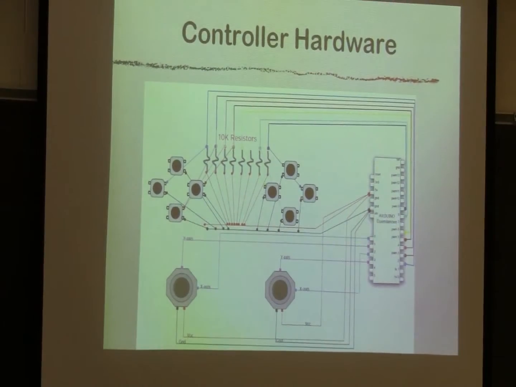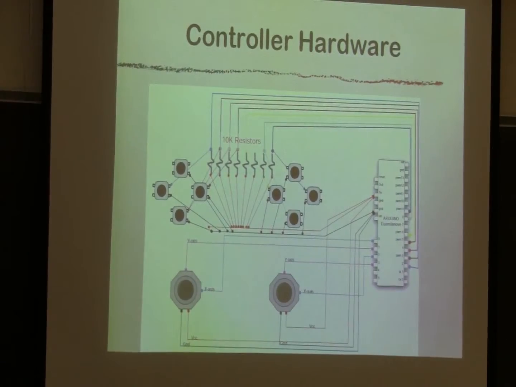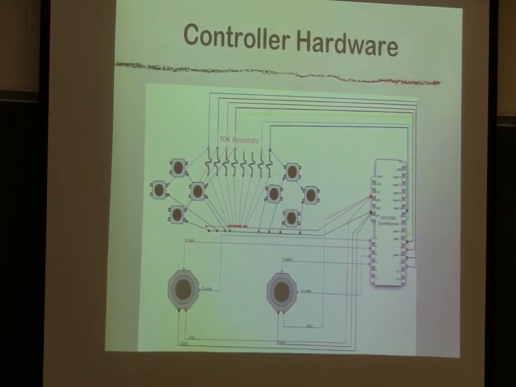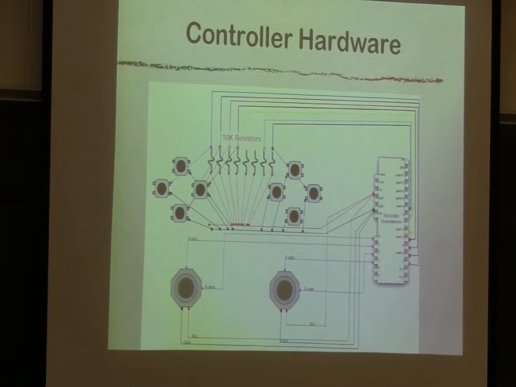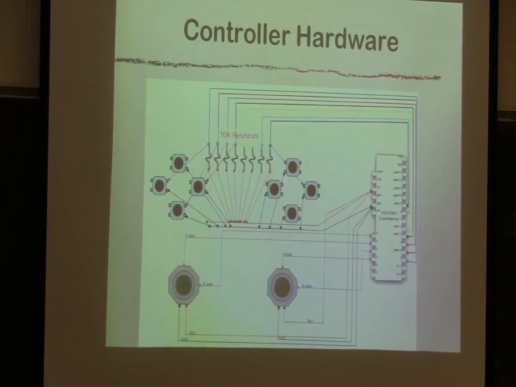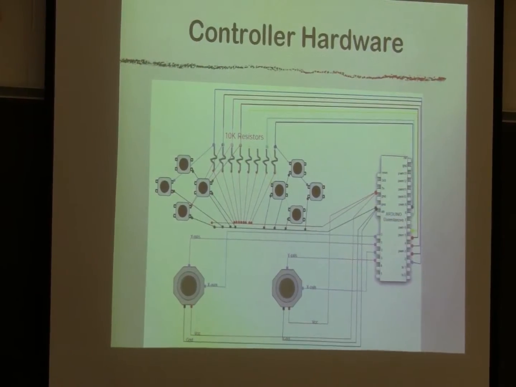The buttons are active low, so normally they sit high. When you press them, they send a low signal. The two joysticks, each one takes a 5-volt power source, and the X and Y axes send a signal back as an analog signal. They're basically a potentiometer.